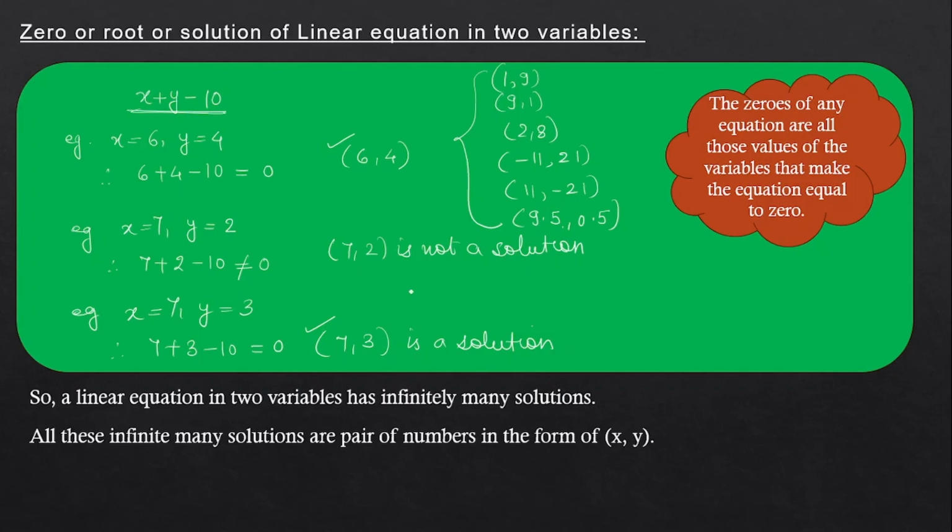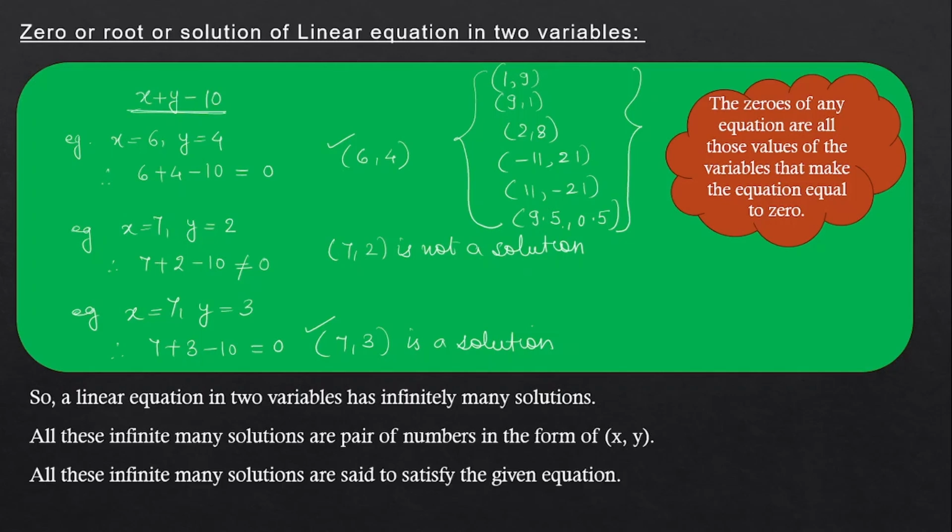Also, now we can see that all these infinite solutions are written in the form of an ordered pair, x comma y. Together, this pair x comma y forms the solution of any linear equation in two variables. In our normal discussion, we say these solutions satisfy the equation. So at times in a question we also read that a particular value is satisfying the equation. That would mean that the given value is nothing but a solution to the given equation. I hope the zero or root is clearly understood.